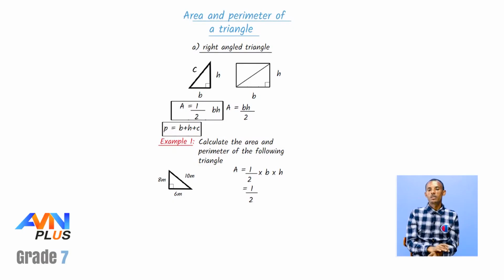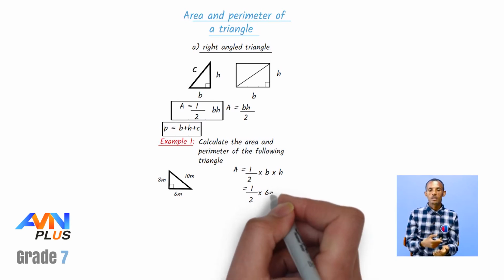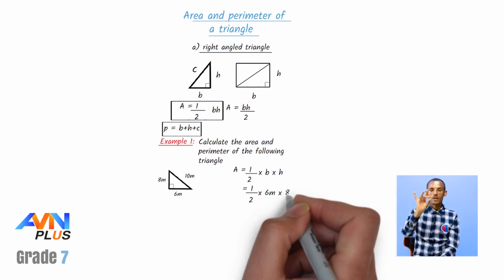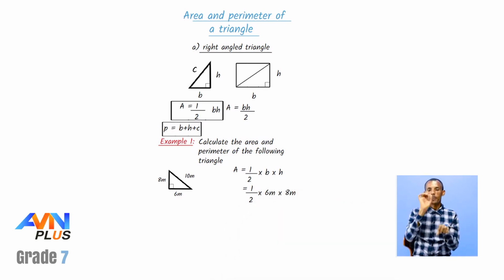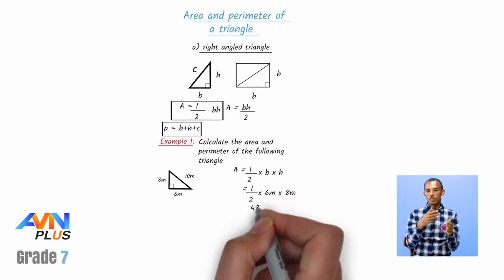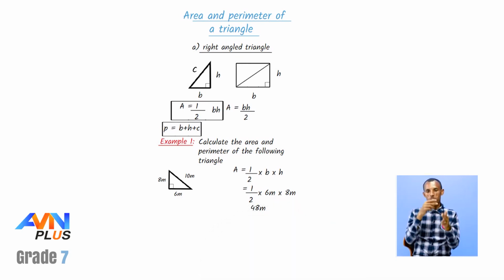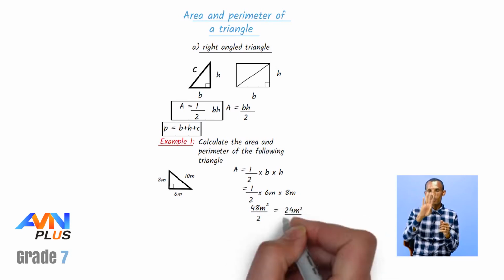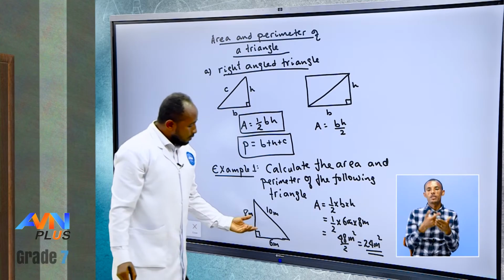Therefore, here it is 6 times 8 meter. So multiply this, 6 times 8 is 48. So you have 48 square meter divided by 2. You have 24 square meter will be the area of this triangle.